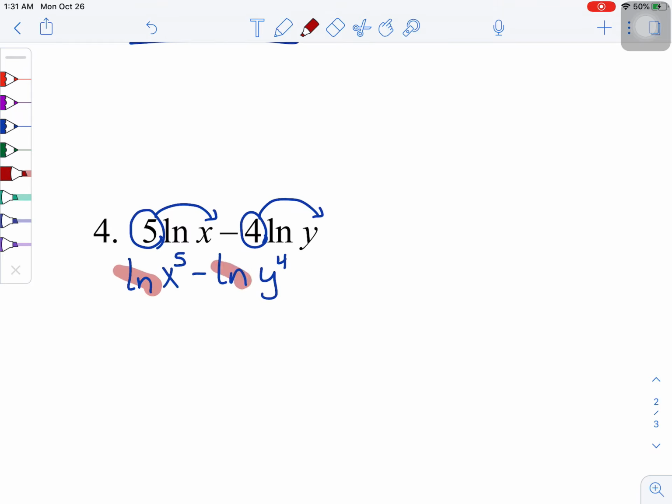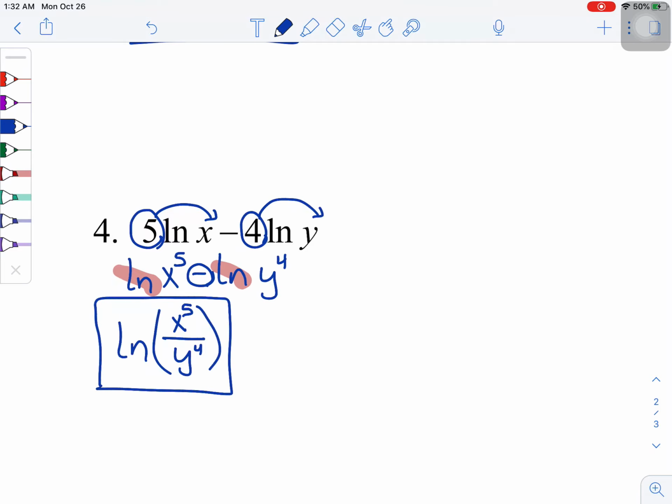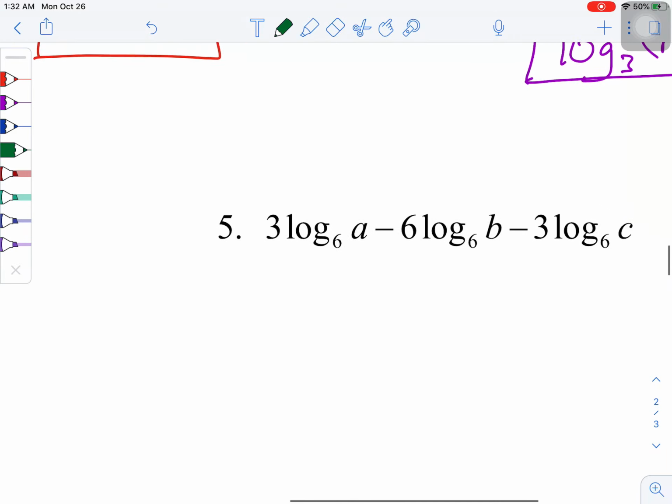Clearly our natural logs are the same in both cases, okay? And we are subtracting them. So the natural log of x to the 5th over y to the 4th. Go ahead and put it in parentheses if you think it would help you keep track of those 2 terms together. But yeah, that's the single logarithm now from what we started with.